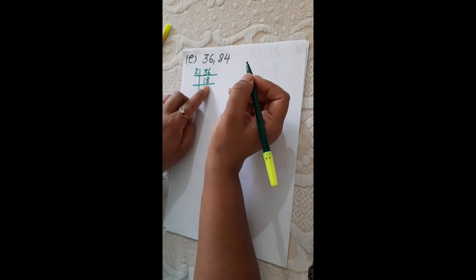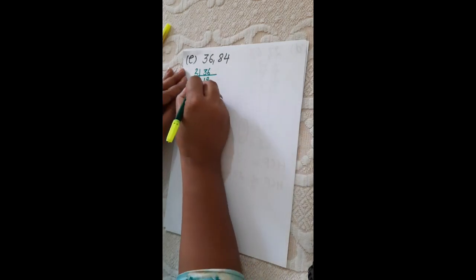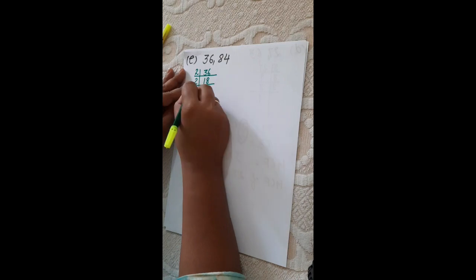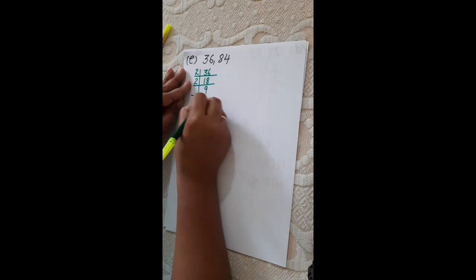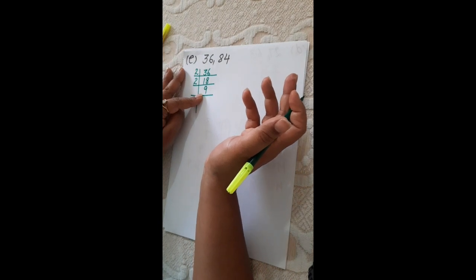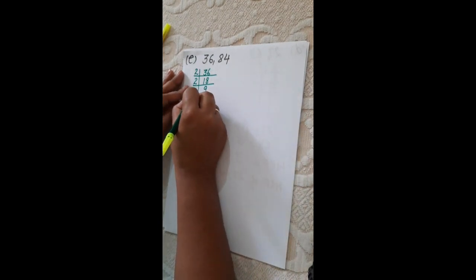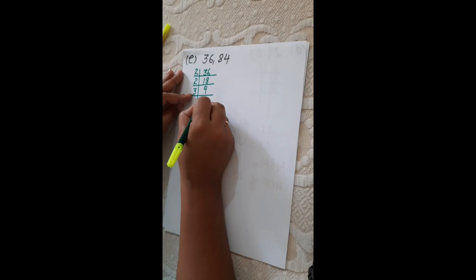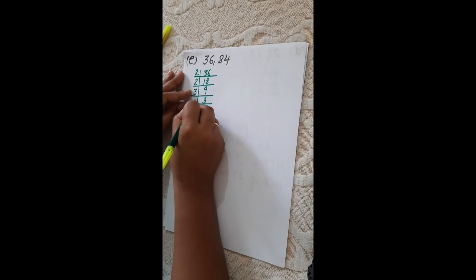Again we have 18, and we know that 18 is a multiple of 2. 18 is divisible by 2. So if you divide 18 by 2, you will get 9. So 9, it is clear 9 is not a multiple of 2. So divide it by 3. 3 3s are 9. So again 3 1s are 3.